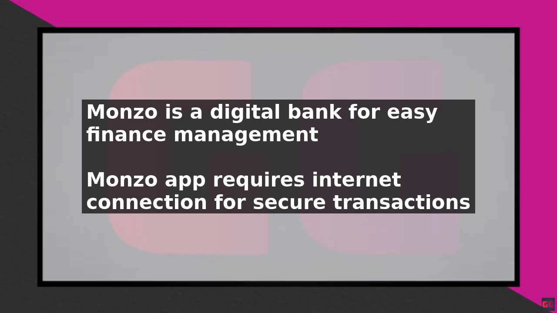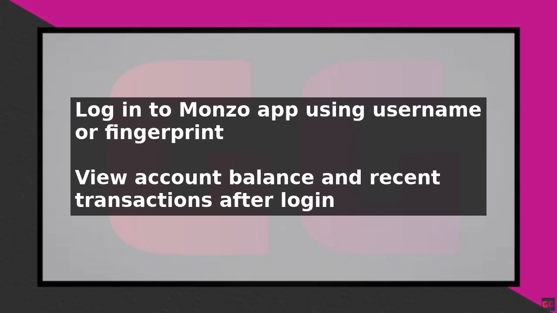to the internet. First, open the Monzo app and log into your account using your username and password or fingerprint recognition. Once you are logged in, you will see your account balance and a list of your recent transactions. To transfer money, tap on the Pay button at the bottom of the screen.